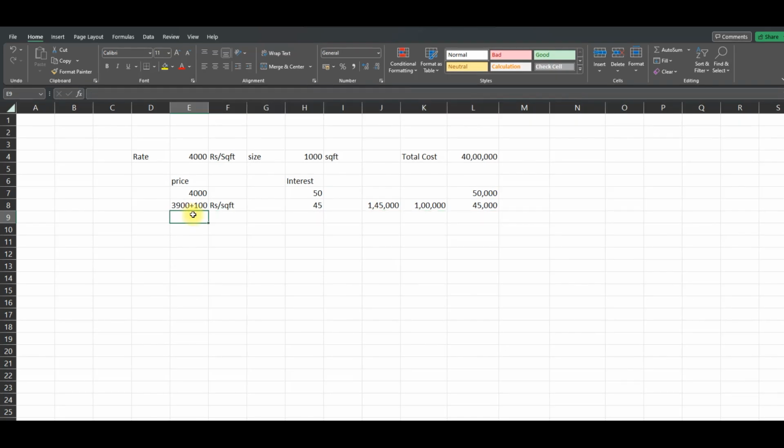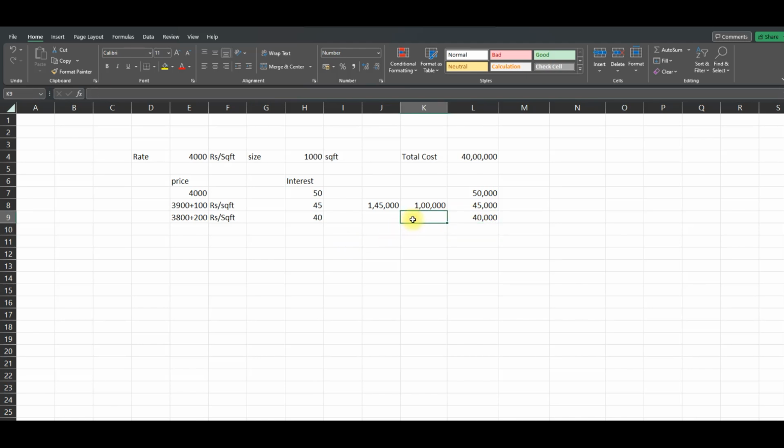This 4000 again we can split into 3800 plus 200 rupees per square feet. So now the interest will reduce to 40 rupees. So the total amount of interest that you are going to pay to the seller will now be 40 multiplied by 1000, equal to 40,000 rupees. That is the total interest you are going to pay to the seller.